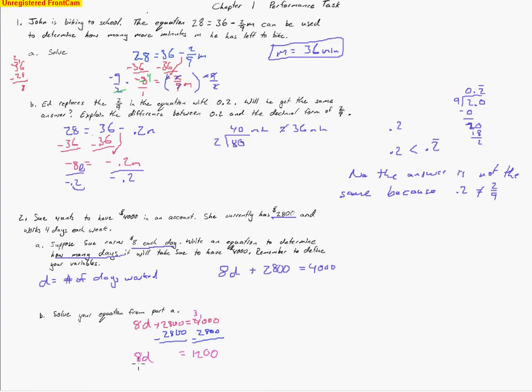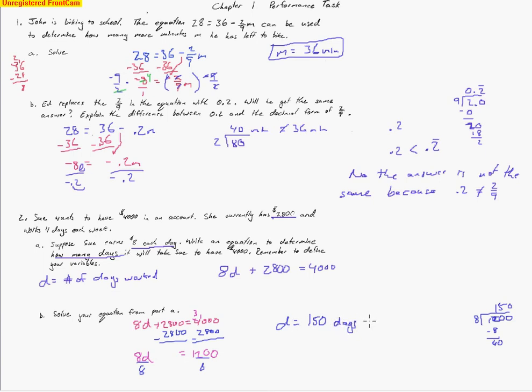Now we're ready to divide by 8, and we get our answer. So D equals, off to the side I'll set up my division, and it goes in there. That's 1,200, so we have 1. We subtract, we get 40 left over, so that makes 50. So 150 days. That's the number of days she'll have to work.